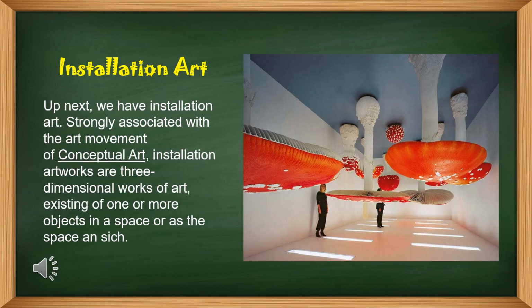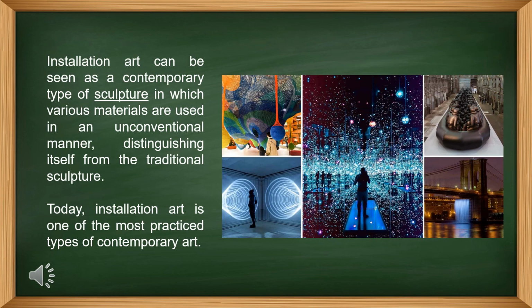Installation art. Up next, we have installation art. Strongly associated with the art movement of conceptual art, installation artworks are three-dimensional works of art, consisting of one or more objects in a space or as the space in situ. Installation art can be seen as the contemporary type of sculpture in which various materials are used in an unconventional manner, distinguishing itself from the traditional sculpture. Today, installation art is one of the most practiced types of contemporary art.